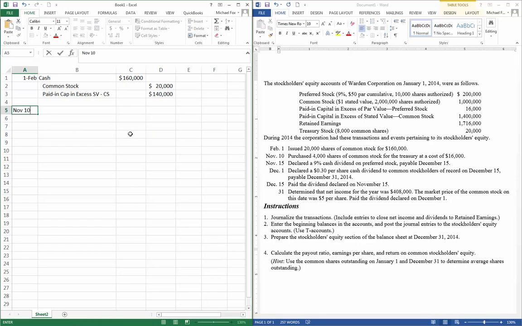On November 10th, they purchased 4,000 shares of common stock for the Treasury at a cost of $16,000. So this one we didn't do in 11-1. So if they paid $16,000 for it, Treasury stock's always listed at its cost, and then we pay cash for that.